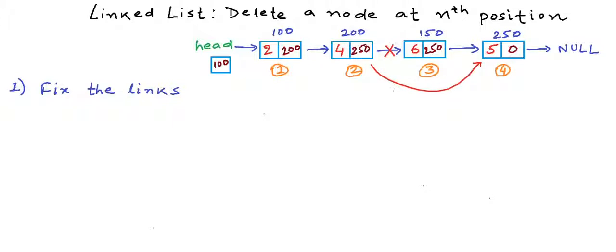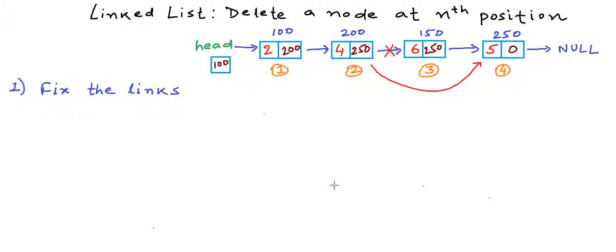There will be special cases like we may want to delete the node at the first position, or the head itself. In that case, we will have to point head to the second node. We will have to build this link. We will talk about all these special cases in our implementation. Let's first understand the logic.